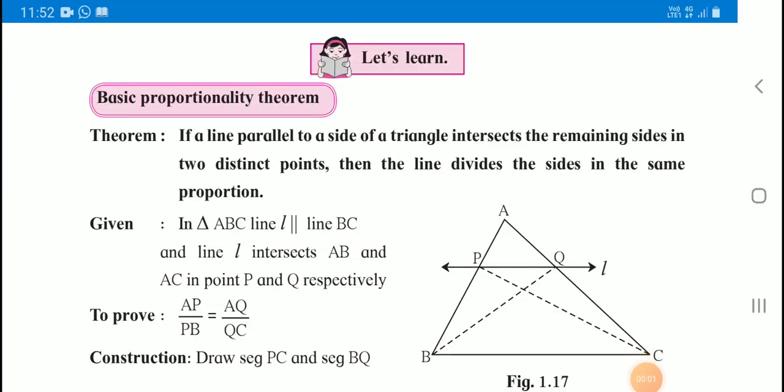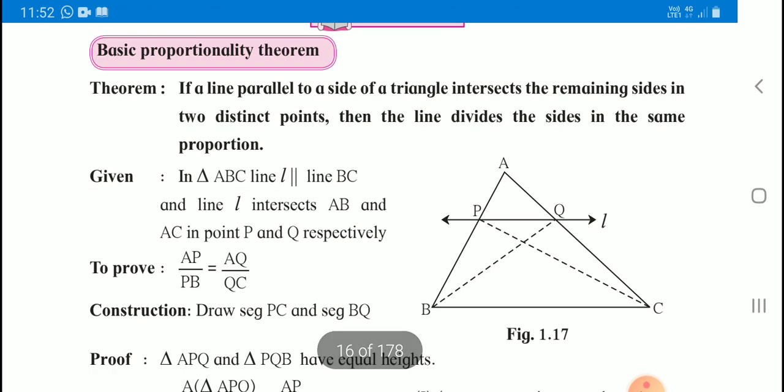Hi students, today we will see the Basic Proportionality Theorem. It is known as BPT. Now, the statement of the theorem is: if a line parallel to a side of a triangle intersects the remaining sides in two distinct points, then the line divides the sides in the same proportion.